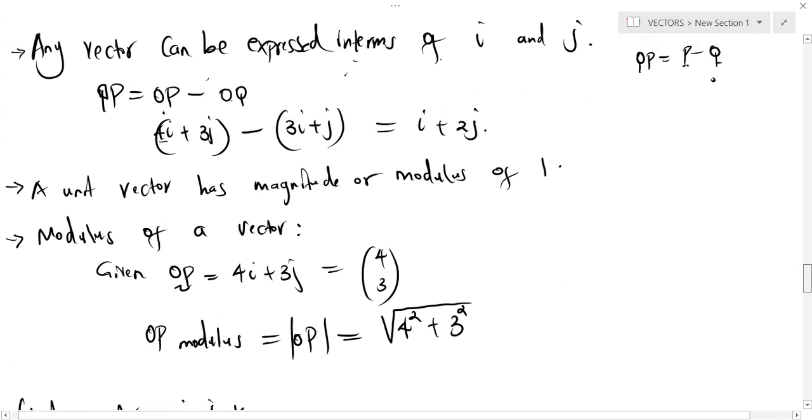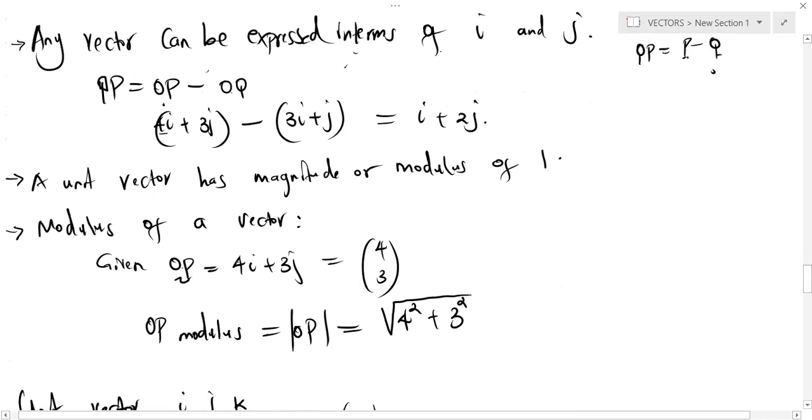Now, let's say we have a vector OP, which is 4i plus 3j. The modulus of OP is given by squaring the coefficient, that is taking 4 squared plus the coefficient of j, which is 3 squared, and then finding the square root. Now, as I said, the unit vector has a modulus of 1. So the unit vector is i plus j. If you take their coefficients, that is 1 squared plus 1 squared, square root, you will clearly get that it is 1. So it has a modulus of 1. So this is how modulus works. It's either called modulus, represented with these 2 lines, or also called magnitude.